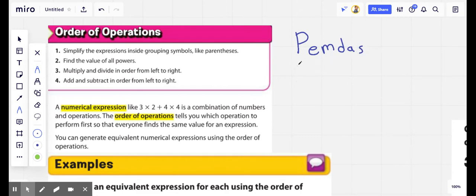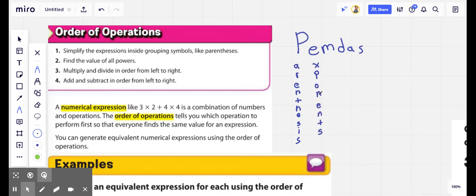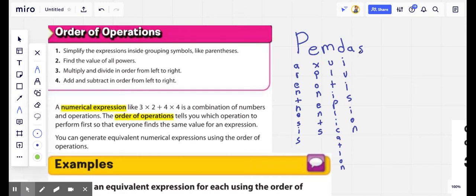So the P stands for parentheses. The E stands for exponents. The M stands for multiplication, and the D stands for division. The A stands for add, and then the S we know stands for subtraction. Okay, and so that's the order that we do this in.